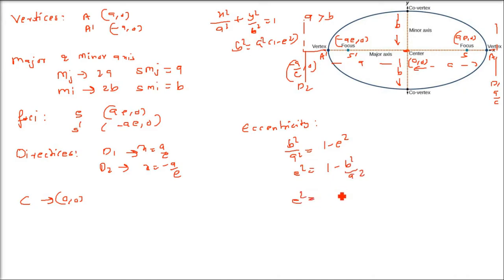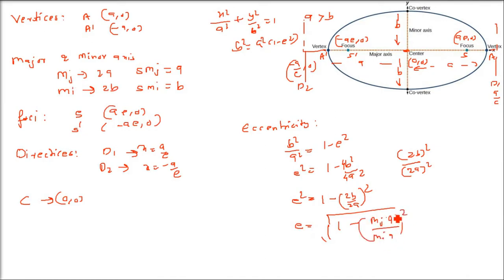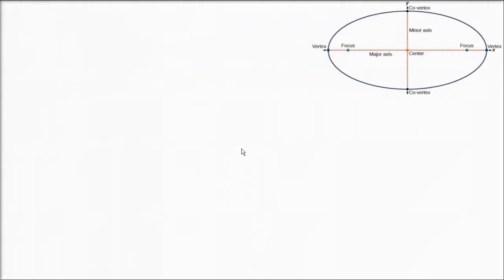So e square will be, now this you can write as 4b square by 4a square. I am dividing both by 4. So this 4b square can be written as 2b square, and 4a square can be written as 2a square. So 2b by 2a I have written. So eccentricity is what? Under root 1 minus, 2b was major axis, and this is minor axis square. Right? So this is all done, all the parts.